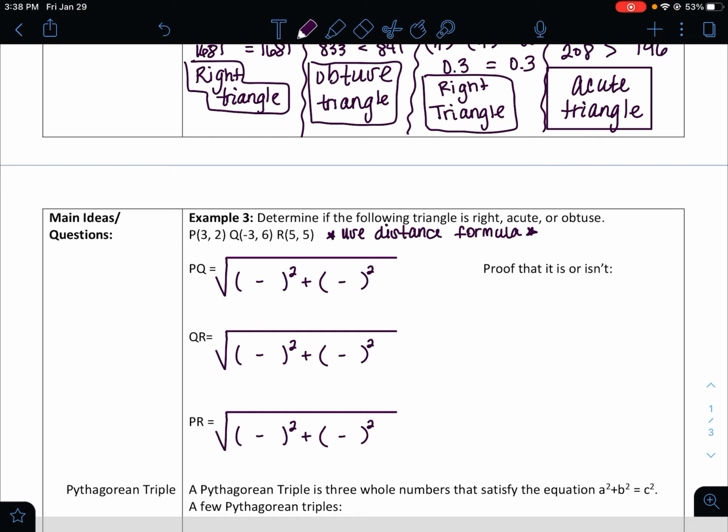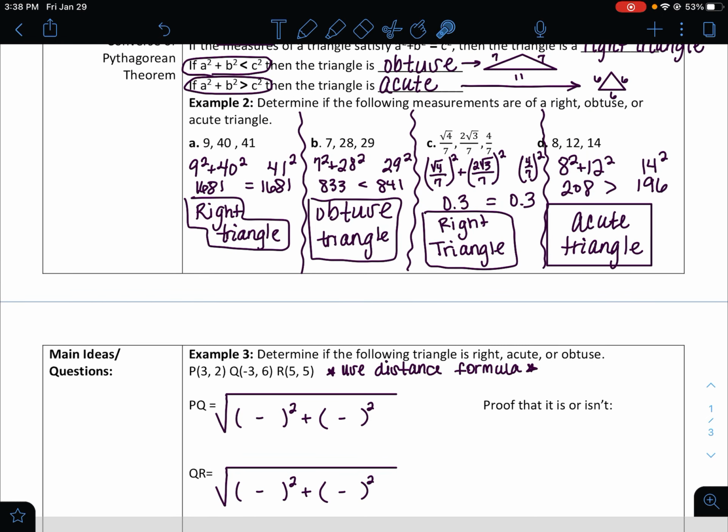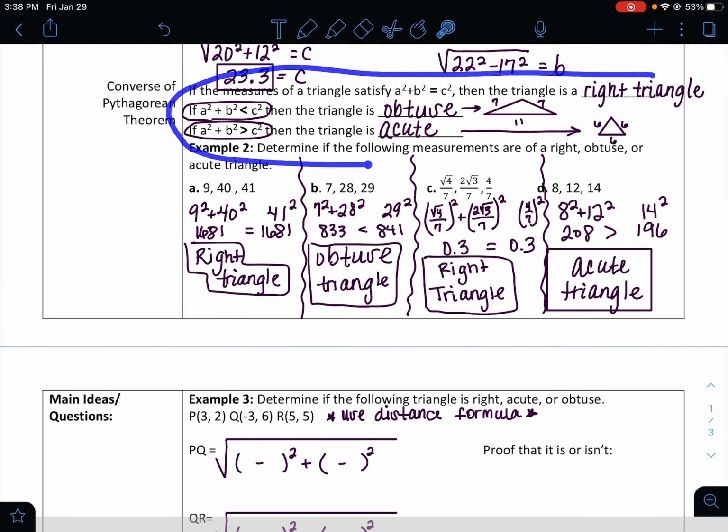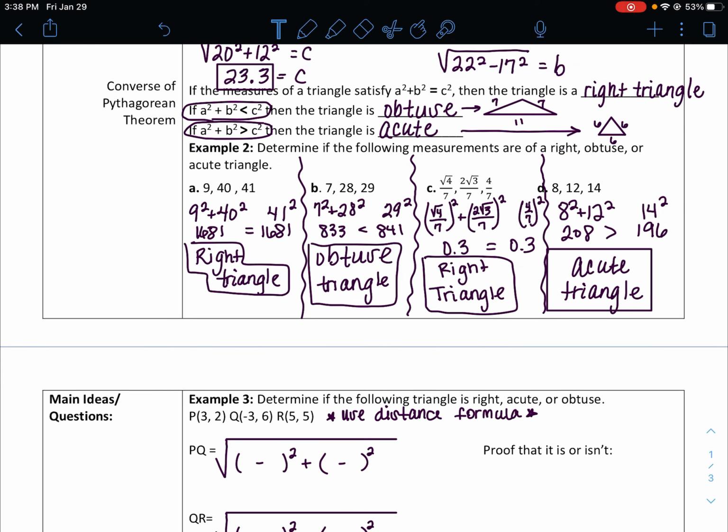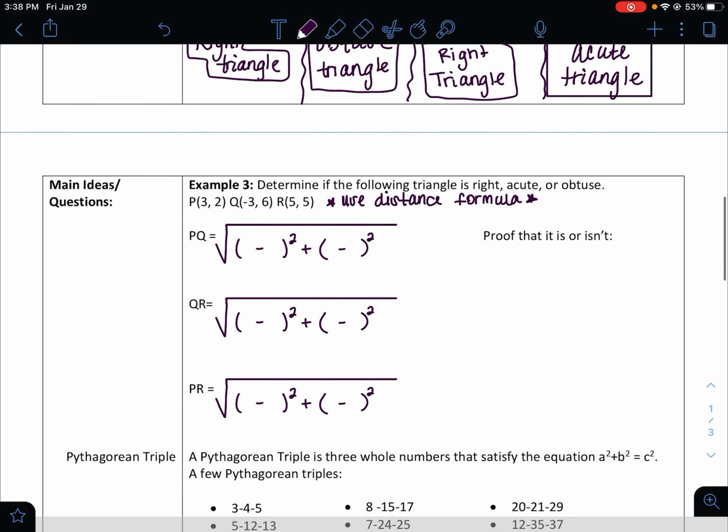So since this is coordinate geometry, we're going to have to use the distance formula to figure out how long each side is, and then we're going to use the rules that are up here after we figure out how long each side is. Okay, to find PQ, we have P and Q, so we're going to plug in those numbers to the distance formula. So that'll be -3 and 3 for the x's, 6 and 2 for the y's. I'm going to go ahead and write these numbers in now first, and then I'll use the calculator in just a moment.